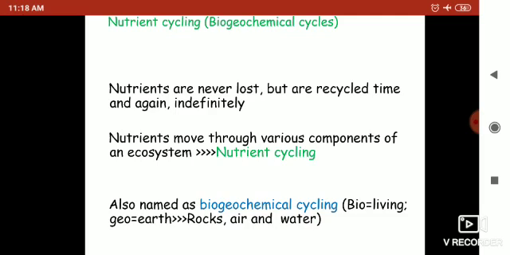This is also named as biogeochemical cycling because actual movement of nutrients takes place between the living organisms and the earth. Geo means earth and bio means living. That means if the nutrients are constantly moving through the living organisms to the different components of earth, for example rocks, air and water, this is known as biogeochemical cycling. Or you can say the movement of chemicals through the biological component and the geological component is known as biogeochemical cycling.